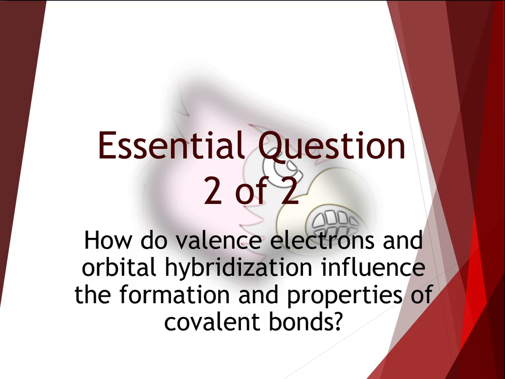This video is for Chemistry in the Earth System, Unit 3.33, Covalent Bonding. Our first essential question: how do valence electrons and orbital hybridization influence the formation and properties of covalent bonds?